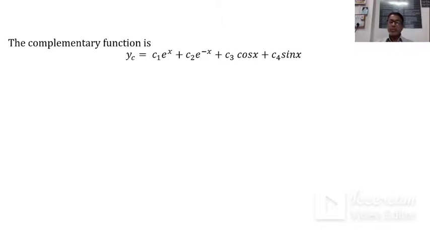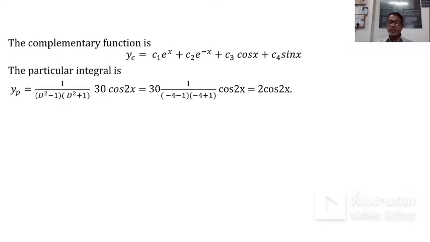Therefore, the complementary function yc is equal to c1 e to the power x plus c2 e to the power minus x plus c3 cos x plus c4 sin x. We know how to write the complementary function depending on the roots of the auxiliary equation. Now we want to find the particular integral. yp is equal to 1 upon f of D operate on Q of x.